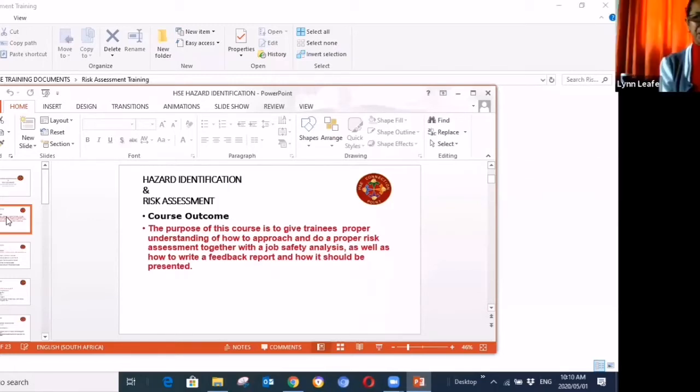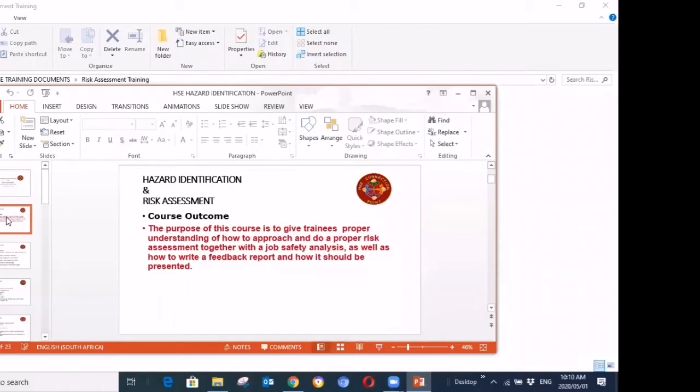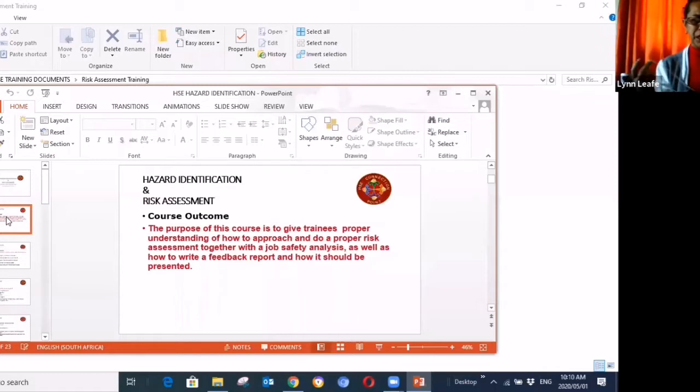Okay, the purpose of this course is to give trainees a proper understanding of how to approach and do a proper risk assessment together with the job safety analysis, as well as how to write a feedback report on how it should be presented.